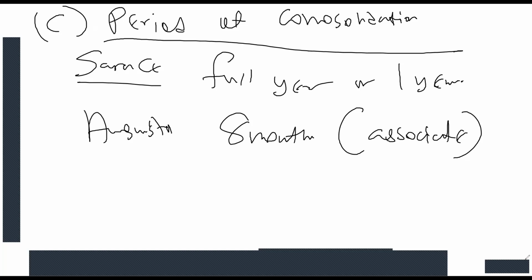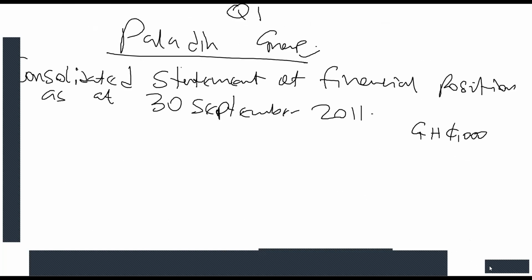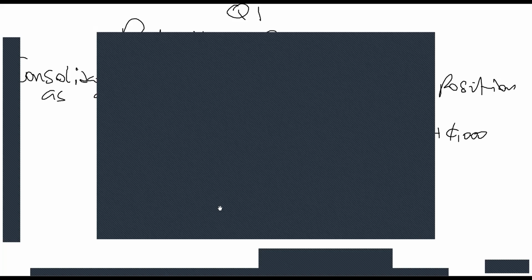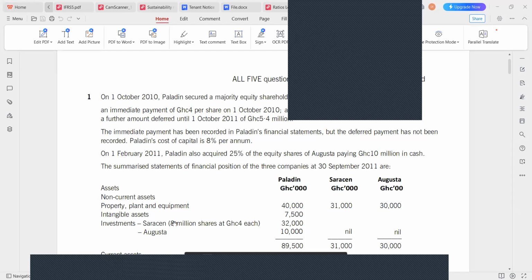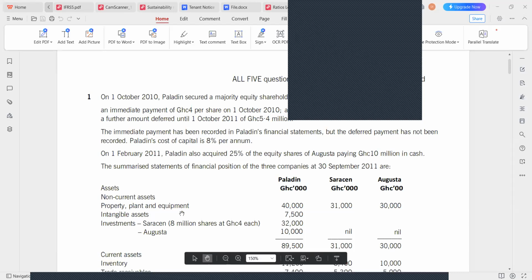Okay, so next has to do with, now that we've established that we are going to do full year consolidation for Saracen, you go ahead and do your consolidation, that's all. But don't forget to leave a space for goodwill in your non-current assets. So go to your statement of financial position and consolidate. Parent plus subsidiary. Parent, Paladin's own plus Saracen's own, and then we are good to go.